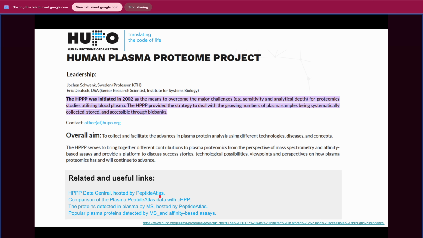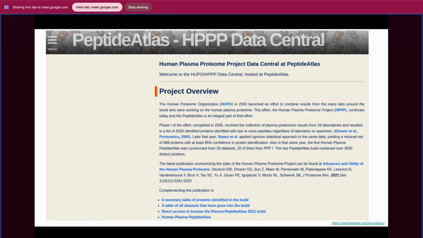So we'll see where you can find the information of the proteins which are expressed in the plasma, and then a comparison of the Peptide Atlas data with CHPP. So you can go through these links if you are interested. These are the useful links.